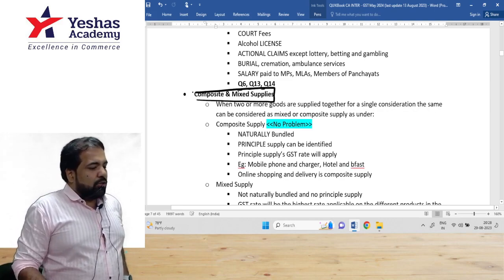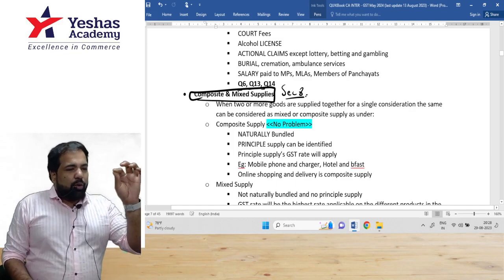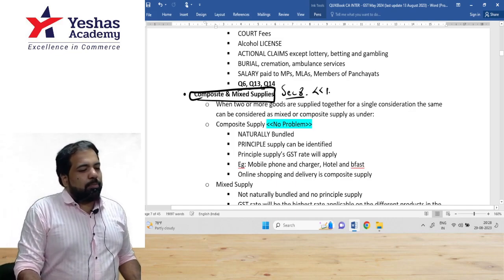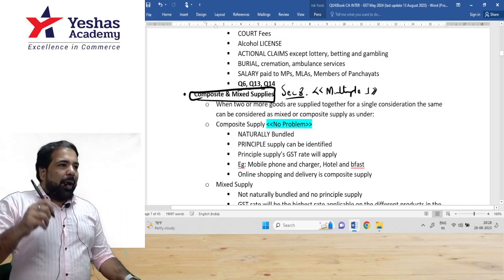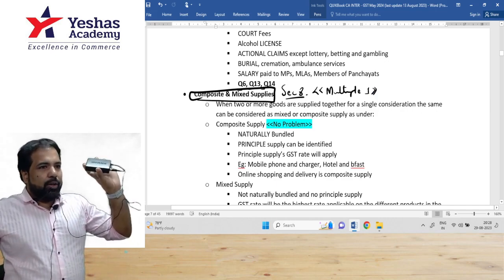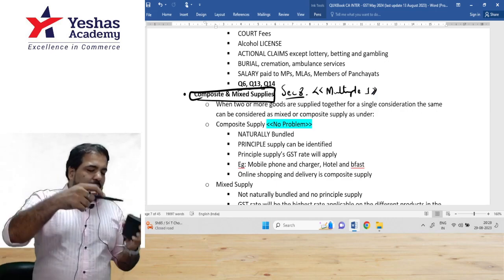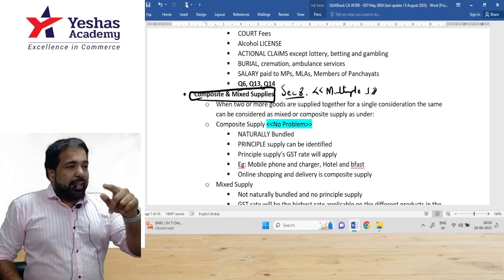Next, guys, once you know it is a supply, there's a section, Section 8. You will only go to this section where the shortcut is multiple one. What do you mean by multiple one? Guys, I'm buying this mic. Is there any composite or mixed supply? No. But if I buy this bike with this mic with this camera, all together for one price, then you will check this.